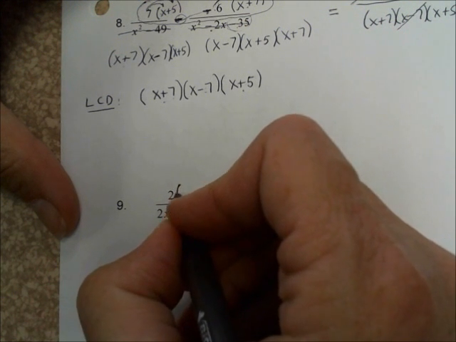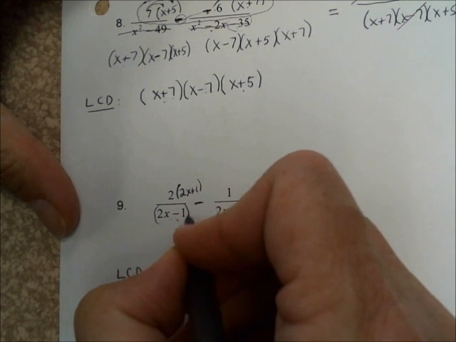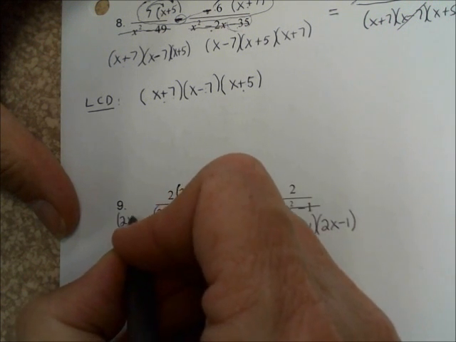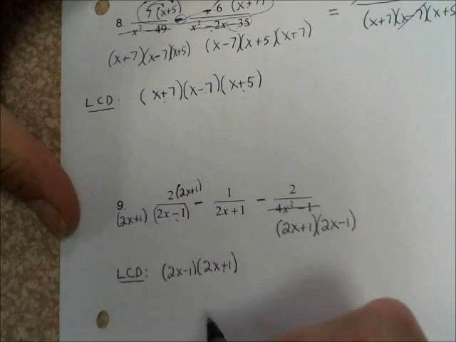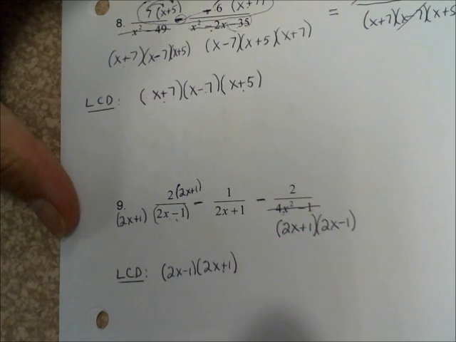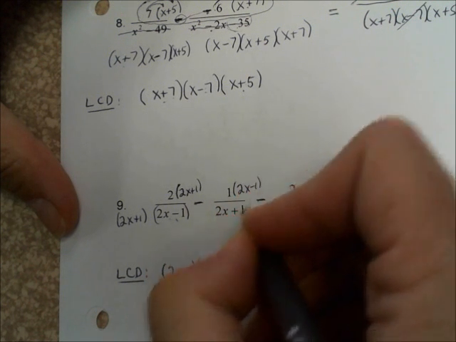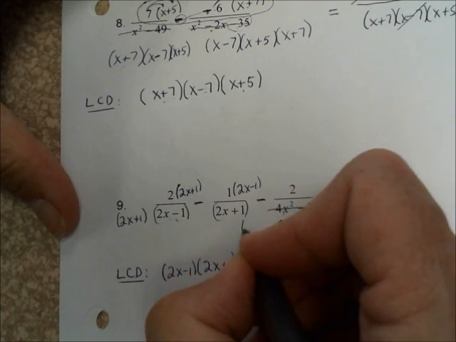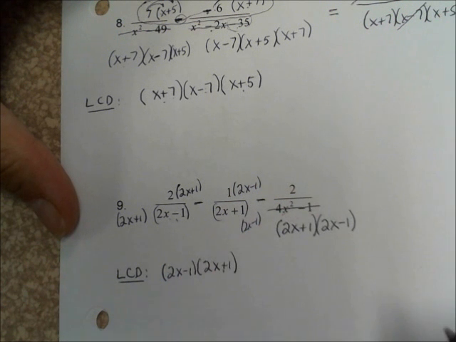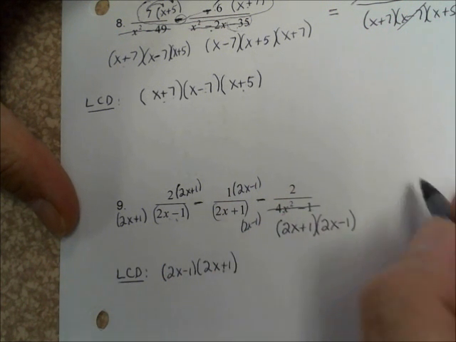So let's multiply the top by 2x plus 1. And let's put parentheses around here and multiply the bottom by 2x plus 1. This second fraction is missing the 2x minus 1. So let's multiply the top by 2x minus 1 and the bottom by 2x minus 1. This fraction already has an LCD, so we don't have to do anything to it.